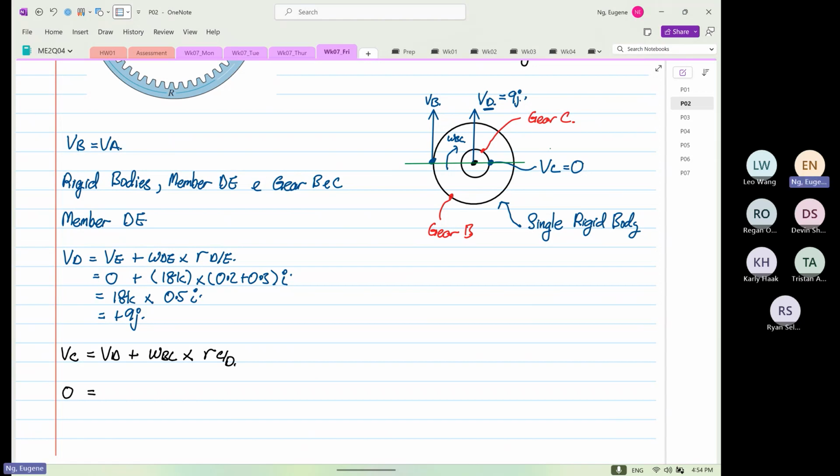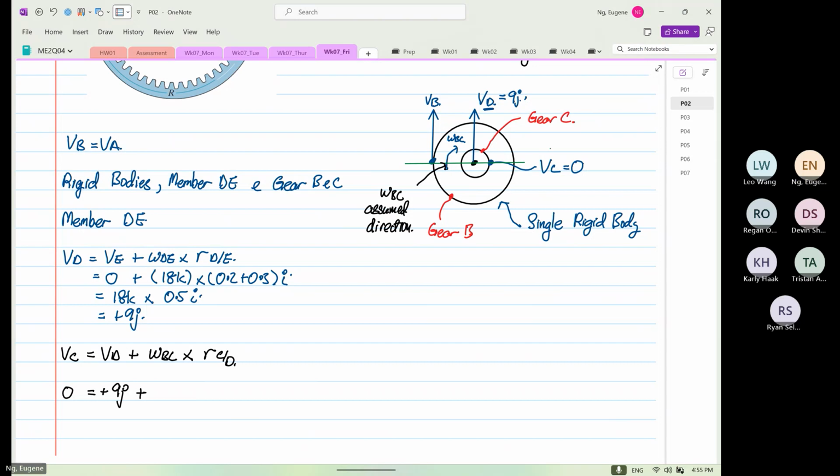VD is equal to what? 9J positive plus omega BC, I'm assuming, okay? So just to ease your mind, omega BC is the assumed direction.